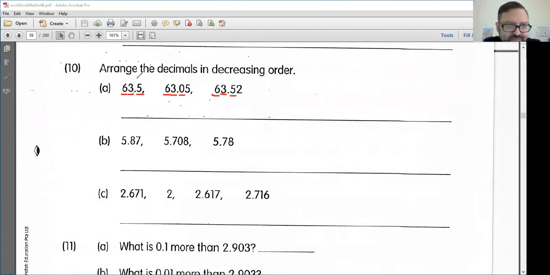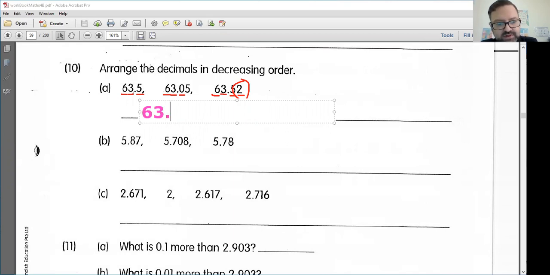So let's take a look at 63.5 and 63.52. Which one is greater? Well, this one has an extra 2 hundredths, where this number has nothing in the hundredths place, okay? So we could put a zero there if we wanted to because it's got 0 hundredths. 63.50 and 63.5 are worth the same, okay? Because we have 0 hundredths. So this number with my extra 2/100 is the greatest number. So once again, we're doing this in decreasing order, starting big, ending with small. So 63.52 is the greatest number, then 63.5. And finally, 63.05 is the smallest number.